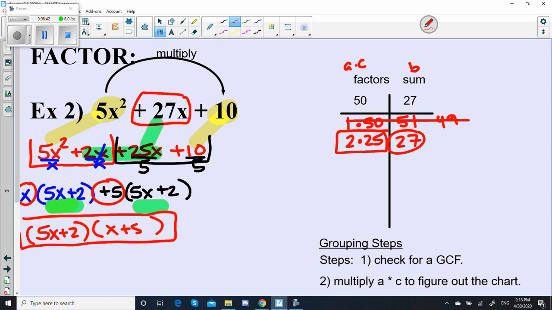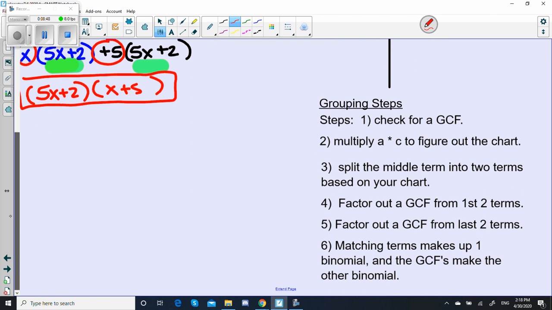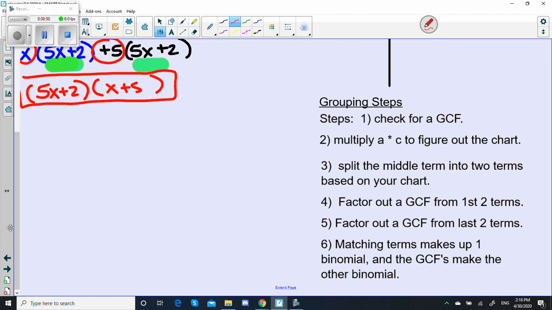Some of you will like guess and check better. Some of you will like the grouping better. Up to you. And here are the steps. If you want to write them down, you're more than welcome to. If that would help you later, that would be great. You can press pause and go ahead and write those down.